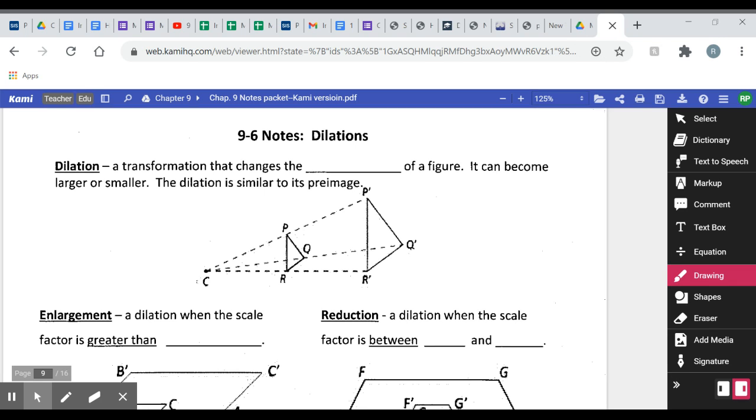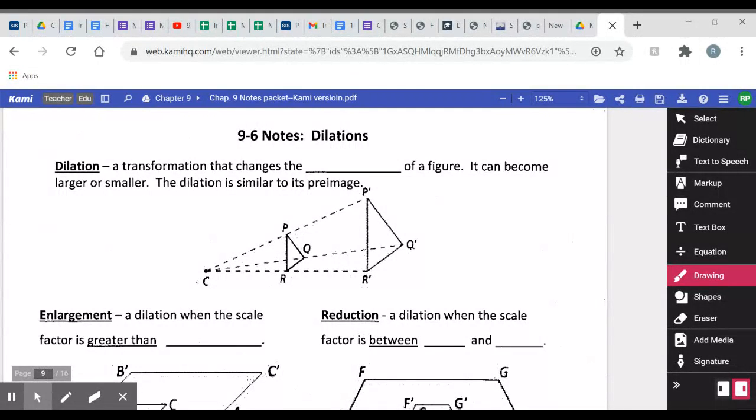Hi, section 9.6 is on dilations. Dilations is our last type of transformation that we're going to go over. The first three we talked about were translations, reflections, and rotations. And then we did the composition of isometries.